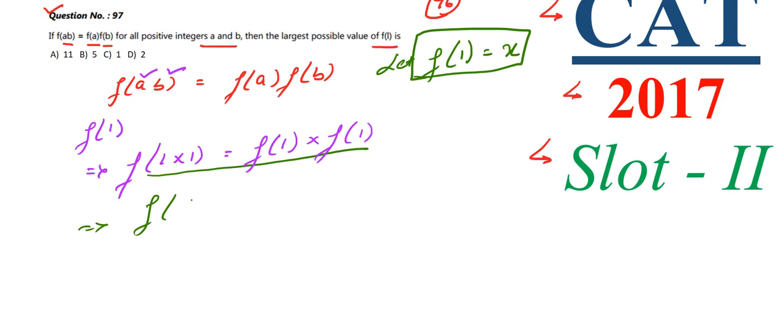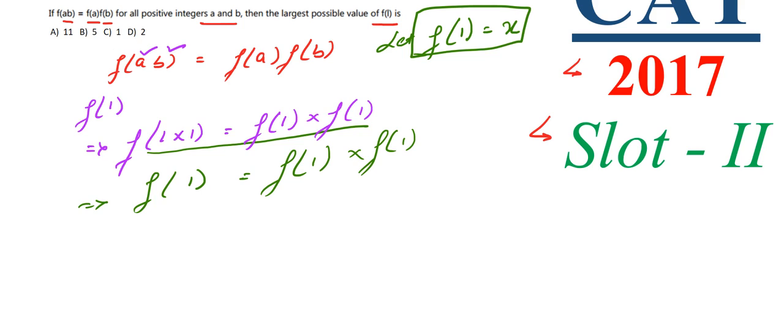We have f(1 into 1) is f(1). This is f(1) into again f(1). So this can also be written as x equal to x into x, which is x square. So now we can solve this quadratic equation, which is x square minus x is equal to 0.